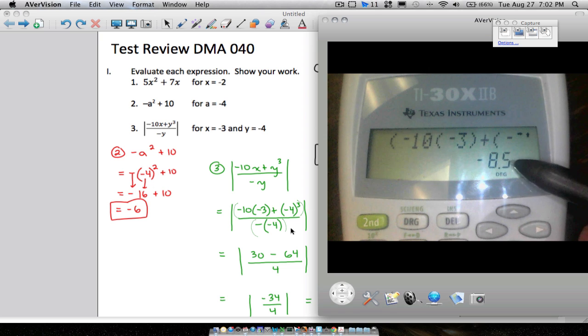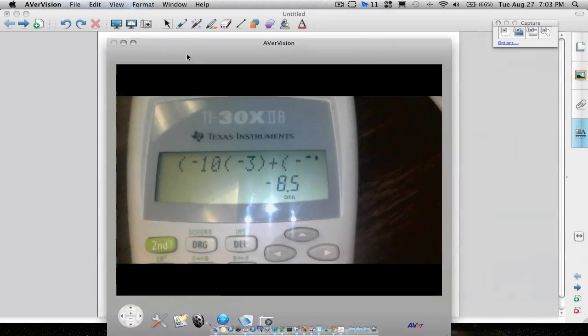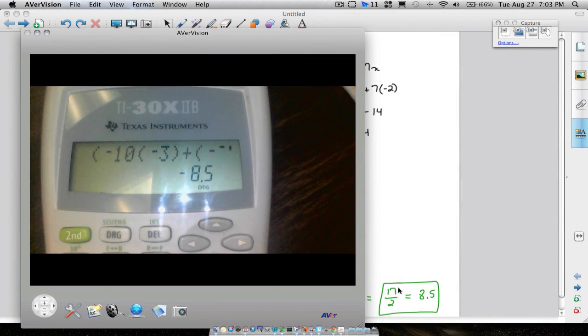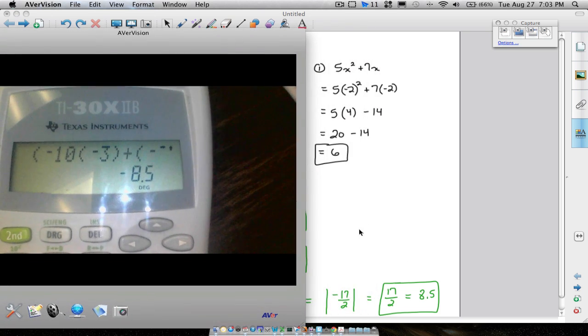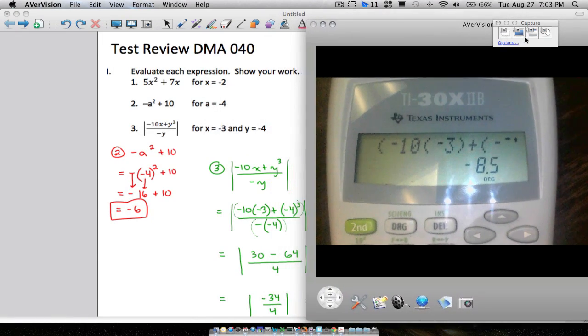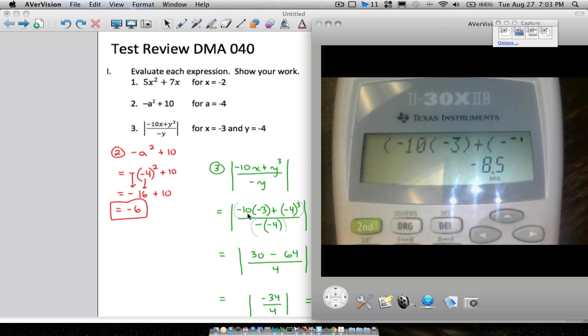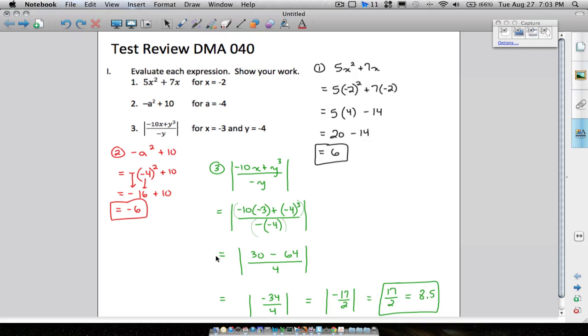So what you get is negative 8.5. And if you recall, we said our final answer was a positive 8.5 because we actually take the absolute value of that number. And the absolute value automatically makes it positive. So we got that one right. But now let me go back to here. Suppose you did not want to use those parentheses. So I'm taking them away right now.